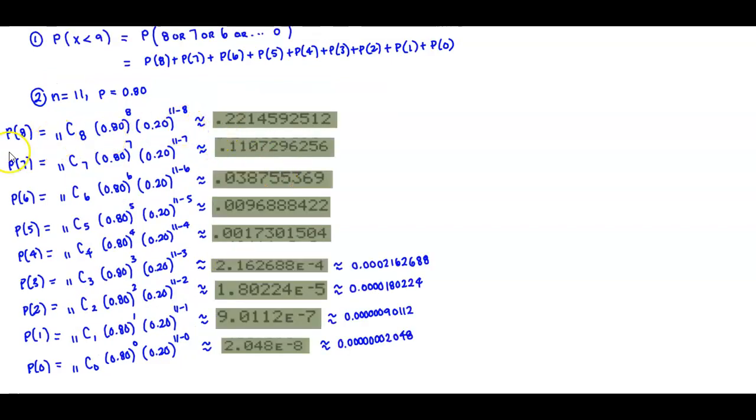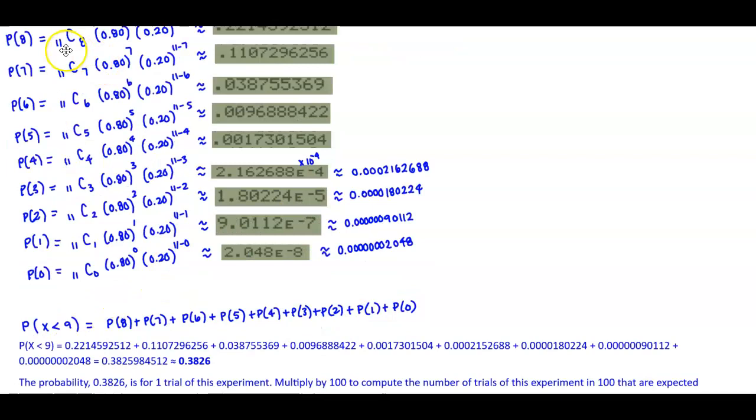Okay, so now that we've individually found the probability of each one, from probability of 8 to probability of 0, here are our values. We are then going to add each one of these probabilities up. So we have the probability of all of these. Once we add them, we get our result, and then round it to 4 decimal places, which is 0.3826.